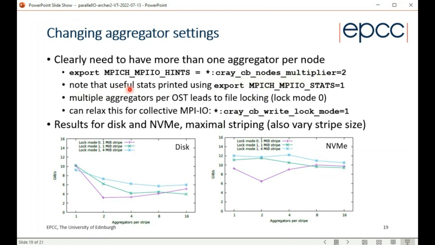Now, I'm always nervous when you set these things that they actually have an effect, because if you type this wrong, if you do MPICH MPI hints, you've set an environment variable which isn't recognized, so it will run. So there's a really useful thing: MPICH_MPIIO_STATS equals 1. At runtime, the MPI-IO library prints out useful information like, this is how many aggregators I have, this is where they are.